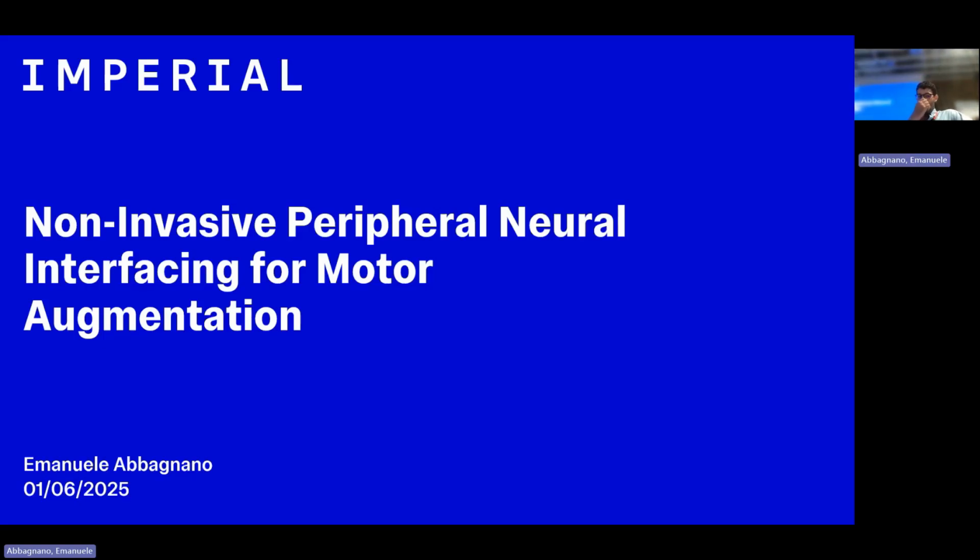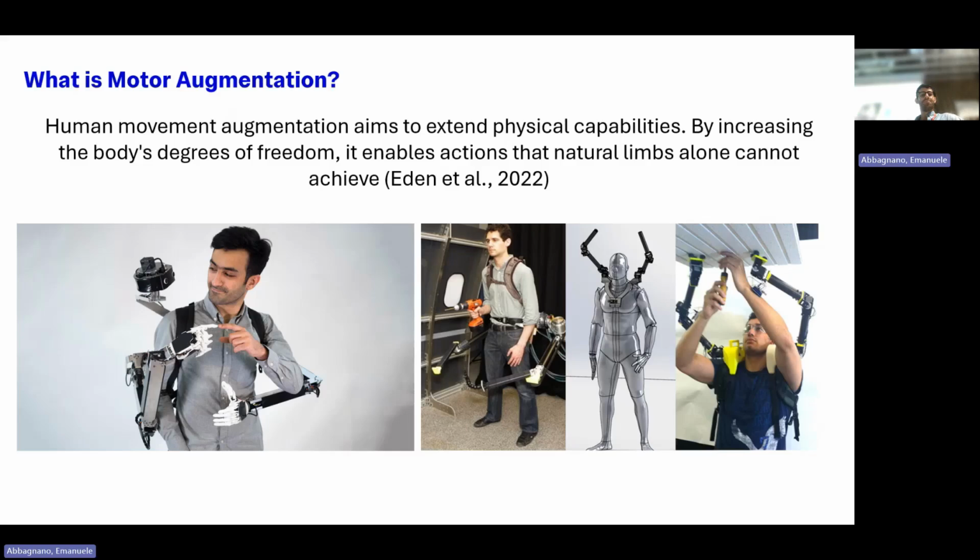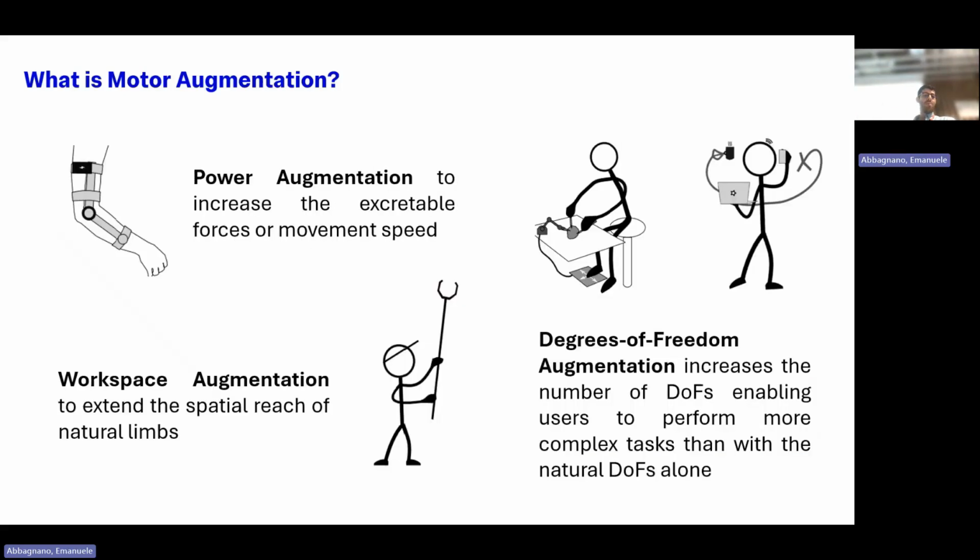Today we'll be talking about non-invasive peripheral neural interfacing for motor augmentation, which is something that we have covered quite extensively during these days. And what is motor augmentation? Whenever we aim to extend a person's capabilities, movement abilities, we're looking at motor augmentation, as there are different examples of this, and not only different examples, but different types of augmentation.